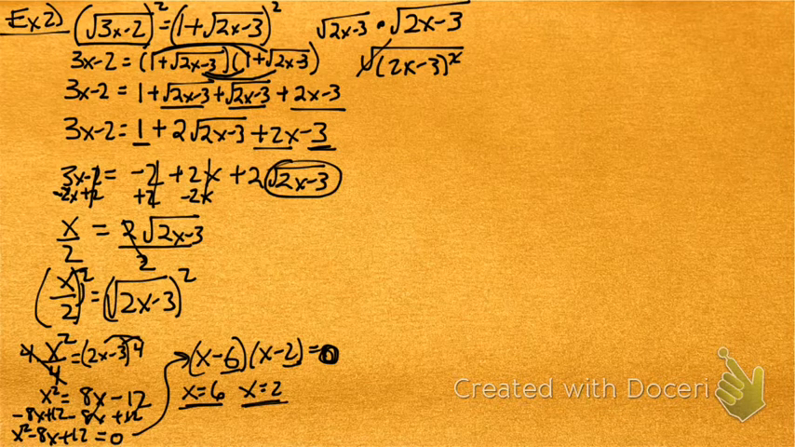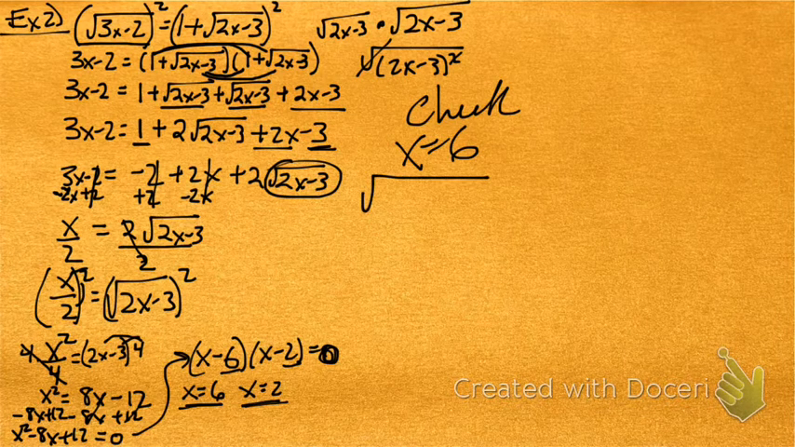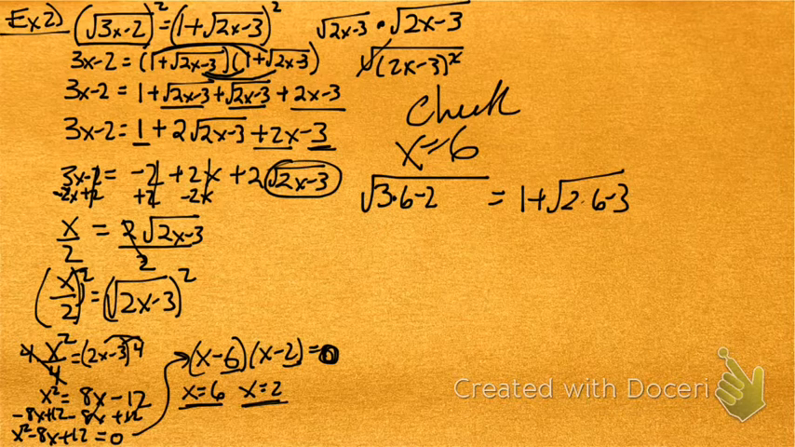So if I check back into the original, x equals 6, in the original I'll get the square root of 3 times 6 minus 2, and that's supposed to be equal to 1 plus the square root of 2 times 6 minus 3. This is going to be 18 minus 2, that's the square root of 16. Over here, I get 1 plus 2 times 6 is 12 minus 3, I get the square root of 9.